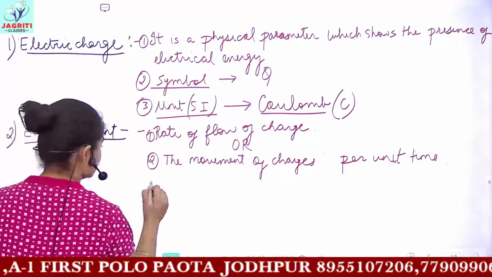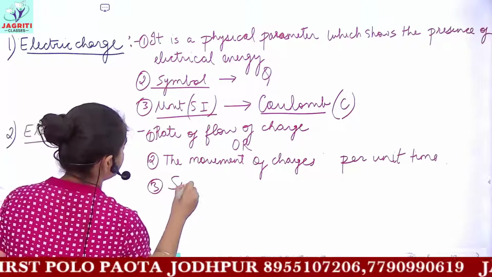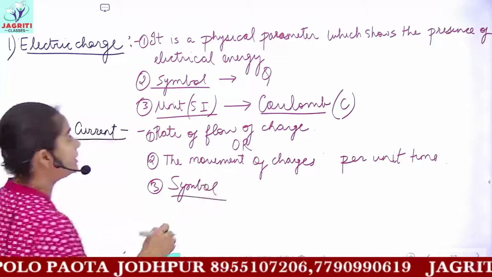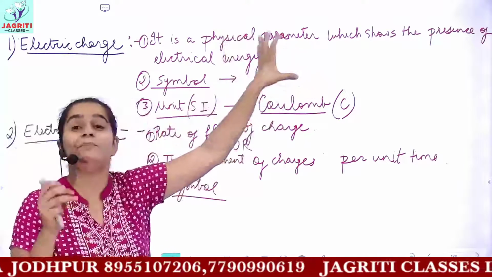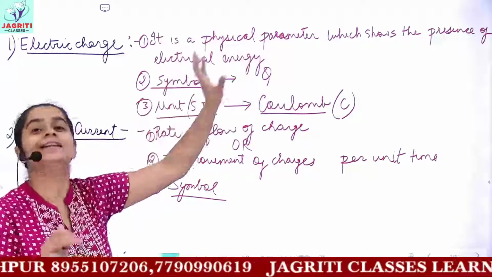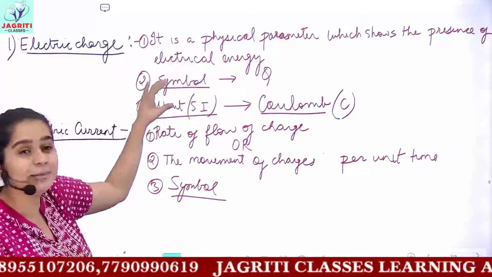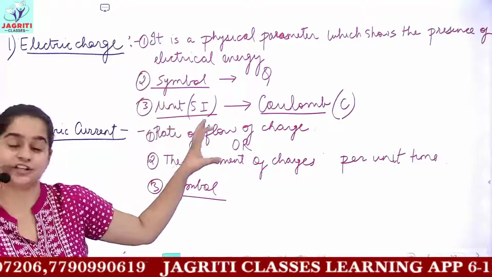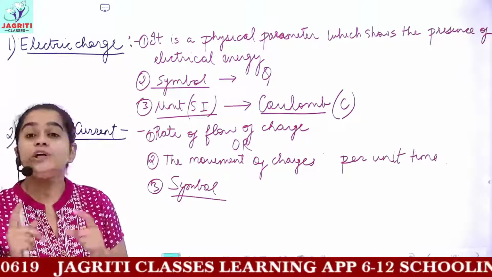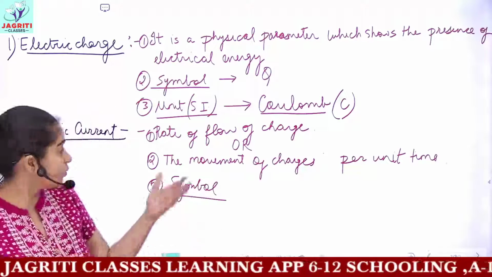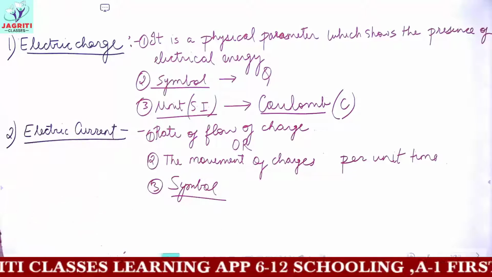And the symbol for electric current, so we'll be dealing with all the parameters in this standard form. Firstly we'll see what they mean or signify, that is their definition. Then we'll deal with the symbol and the SI unit. And one more thing we can deal with is what you mean by 1 unit of charge, or what you mean by 1 unit of electric current.